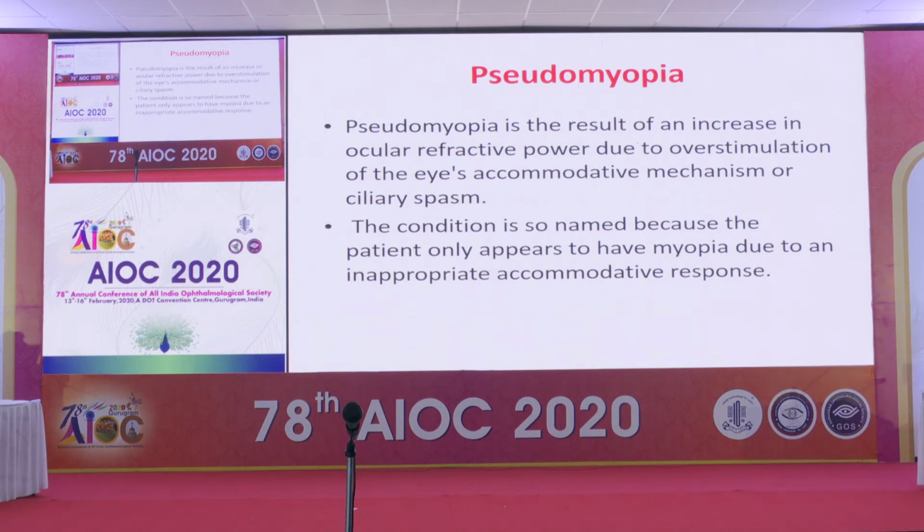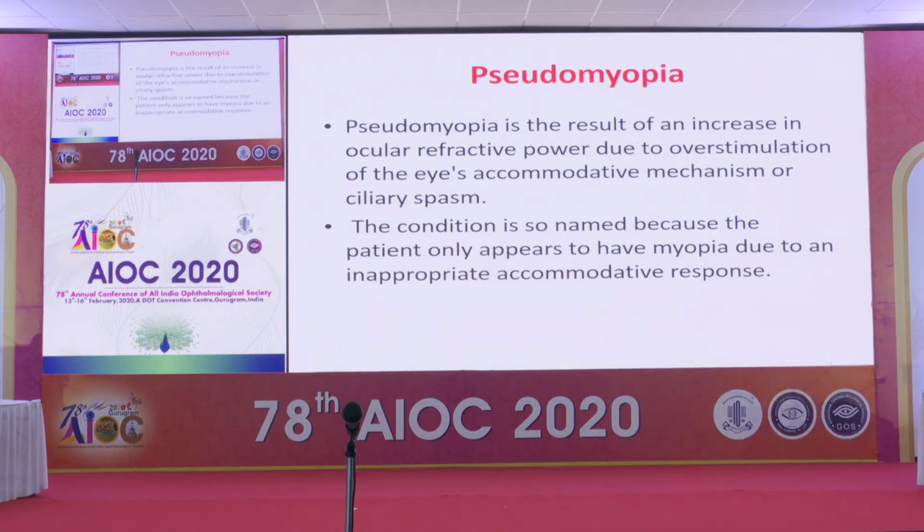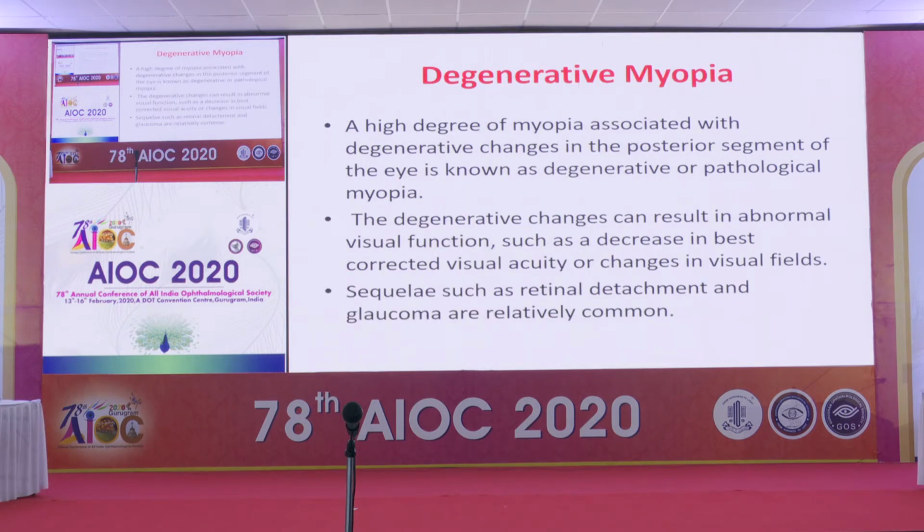Because there may be an overstimulation of the eye's accommodative mechanism, which gives rise to ciliary spasm, and that gives rise to the pseudomyopia. The condition is named so because the patient only appears to have myopia due to an inappropriate accommodative response.